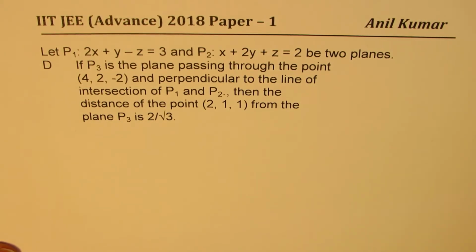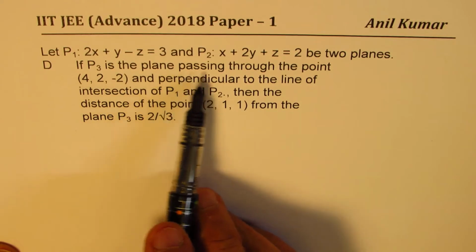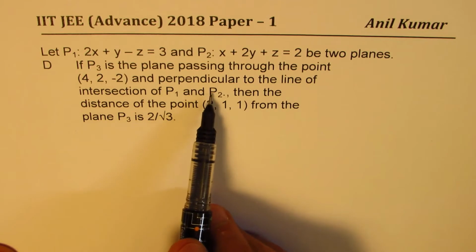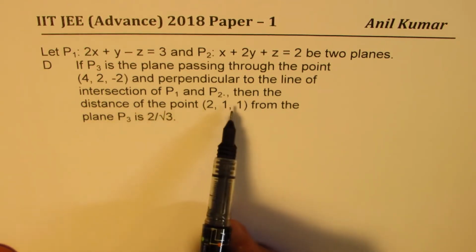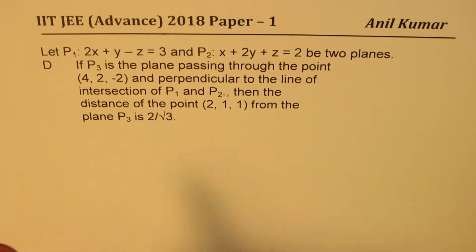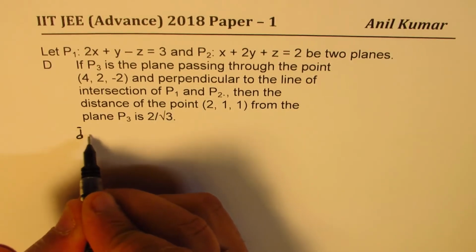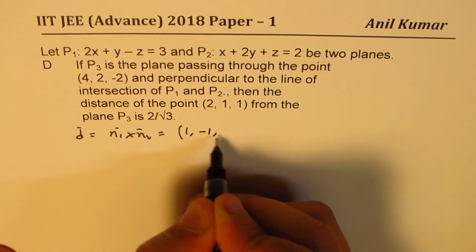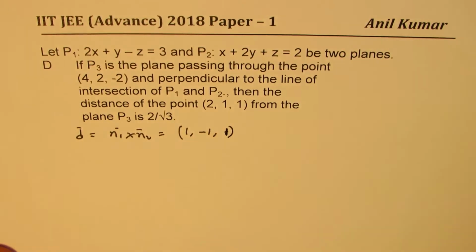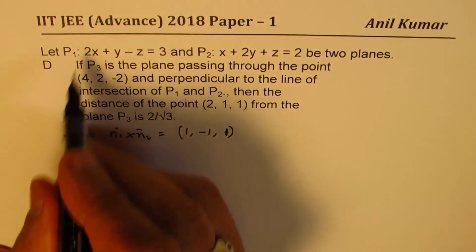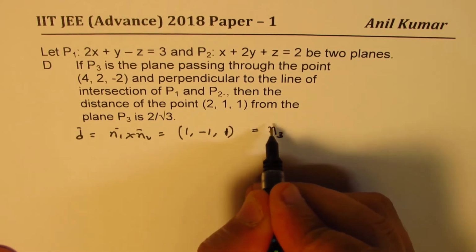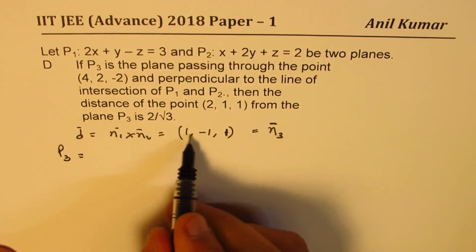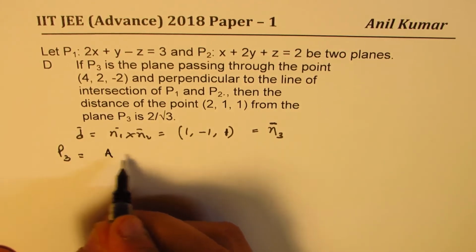Part D is, if P3 is a plane passing through the point and perpendicular to the line of intersection of P1 and P2, then the distance of this point from the plane is given to you. So we found that the direction of intersection, which was n1 cross n2, we found this to be 1, minus 1, 1. So we'll take this direction. That is now the normal for the third plane. So we'll find the equation of P3.